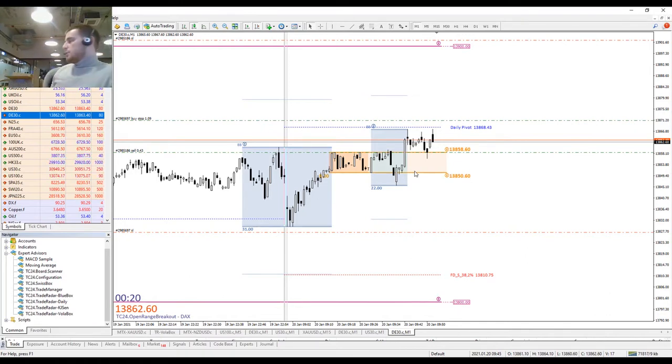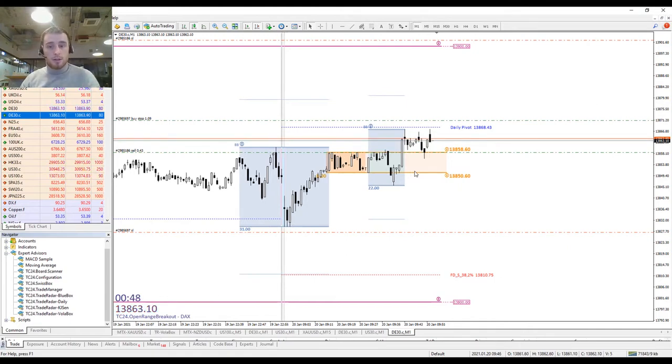Now, the reason why we trade an open range in the morning for the DAX is because we trade the German market opening. And the German market opening is at 9 o'clock German time. And at that time, we see the Frankfurt Stock Exchange. And at the opening of the Frankfurt Stock Exchange, we see the collision of the two markets, so the futures markets and the cash markets. We get that collision at the opening, and we see a surge in the market price.